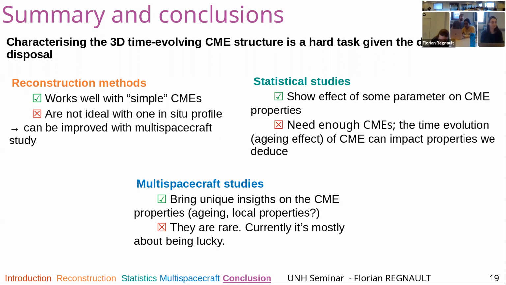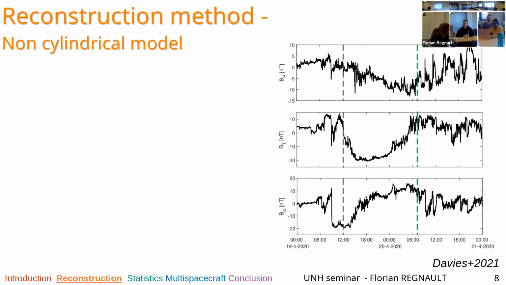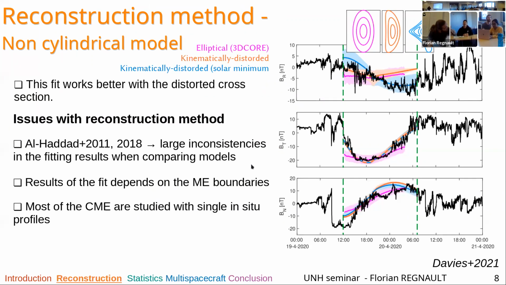Yeah, I had a question about the reconstruction. With these different cross-section profiles that they use, where do they come up with the distorted cross sections? And is it possible to even start with a fit of the magnetic ejecta and sort of work backwards?